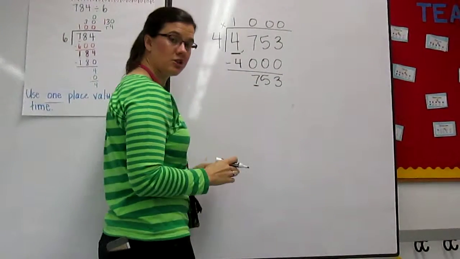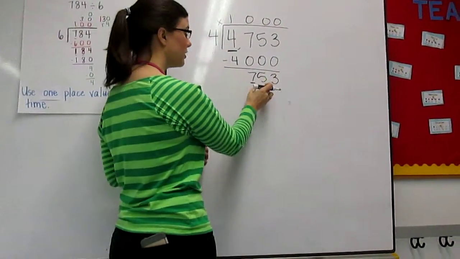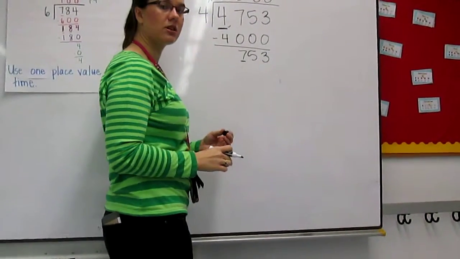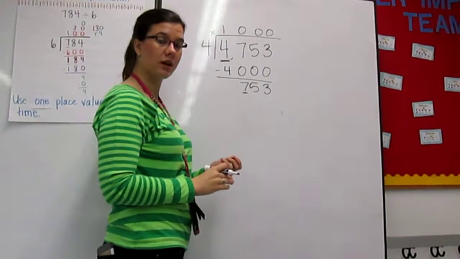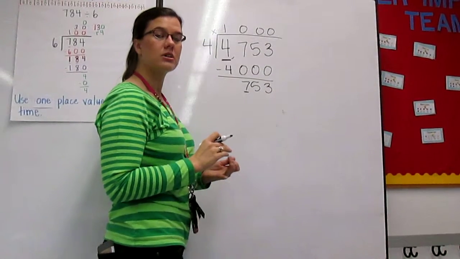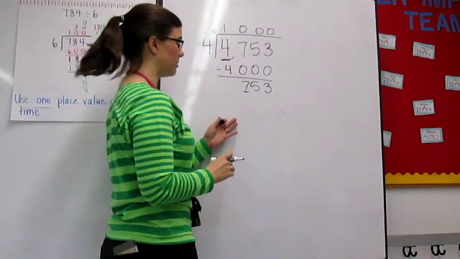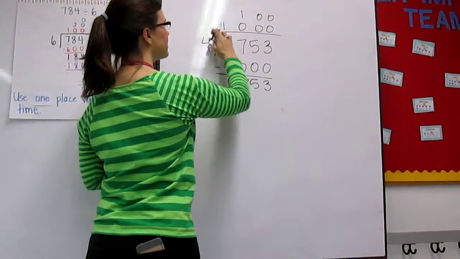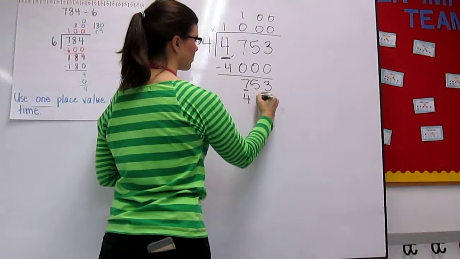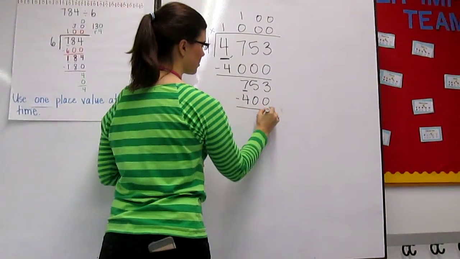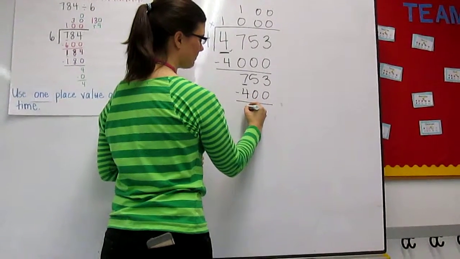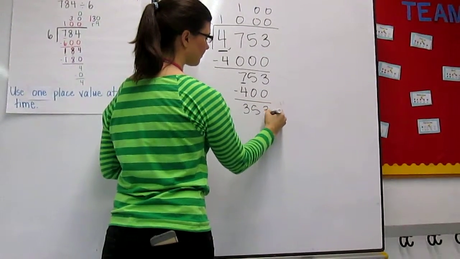I know that now I'm going to look at this number. 7 is in the hundreds place, so I have 700. What times 4 is going to give me a number close to 700? I know 4 times 100 is 400. 4 times 200 is 800, which would be too much. So I'm going to go with 100. 100 times 4 equals 400. Multiply, then subtract. 753, take away 400 is 353.